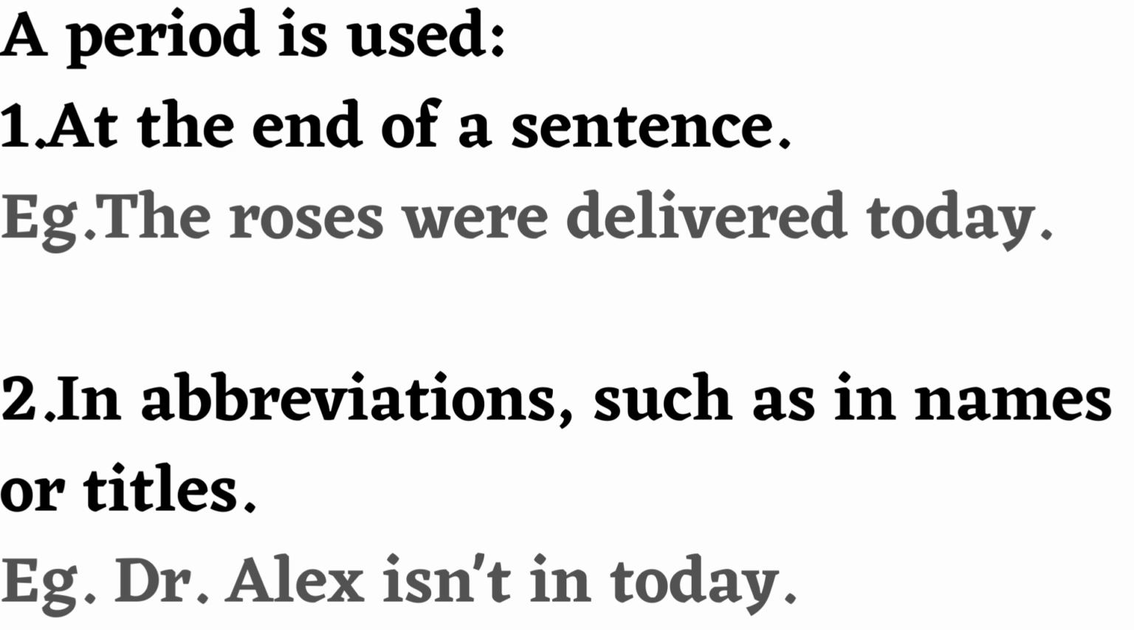For example, when we don't want to write the word doctor in full, we can write DR as the abbreviation for doctor. When we write the abbreviation DR, we need to put the period at the end of R to show that that is the abbreviation for doctor. For example, Dr. Alex isn't in today.